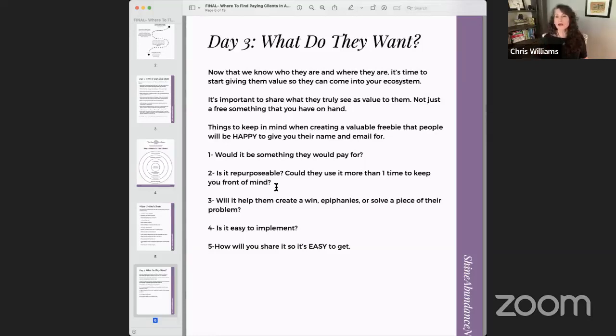Will it help them to create a win? And here's what we're looking for. We want any type of freebie, free value, to help them to create a win, an epiphany, or solve a piece of their problem. It's really darn difficult to solve the whole entire problem in one handout, right? Like it's really hard for me to help you create a 6-figure business in 4 days. It just doesn't work that way. I can give you lots of information, but there hasn't been any implementation yet. So we can solve a piece of the problem.